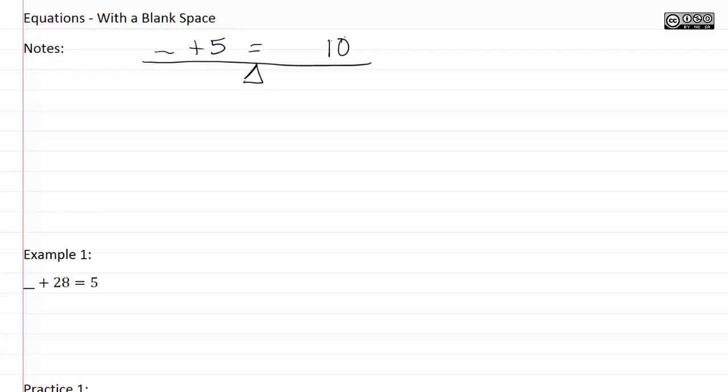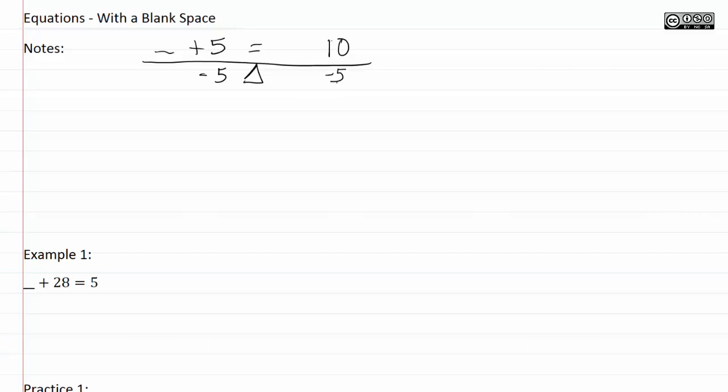And whatever I do to one side of the equation, I have to do the same thing to the other side of the equation to make sure that we keep balance. So since I have a blank space plus 5 here on the left-hand side, I want to get this blank by itself. Now if I'm adding 5, I have to remember what's going to undo adding 5. Well, I'm going to need to subtract 5. So I'm going to subtract 5 on this side. And to keep it balanced, I'm also going to subtract 5 on this side.